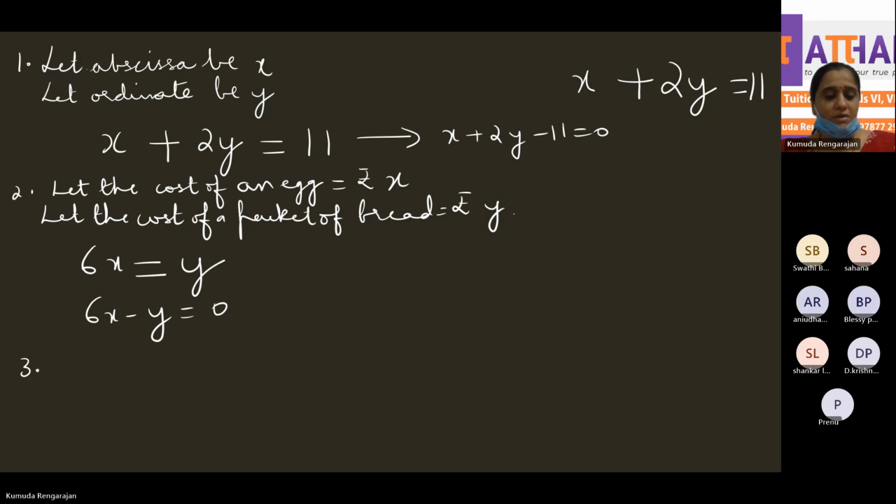All right. Next one. A and B have some erasers. A said to B. So let's assume that now.